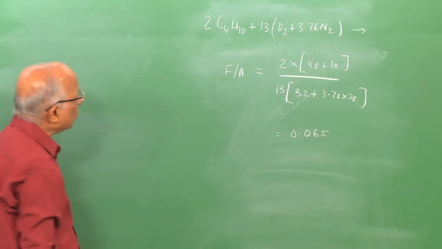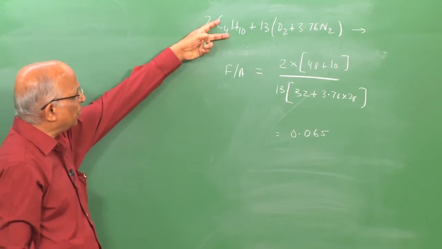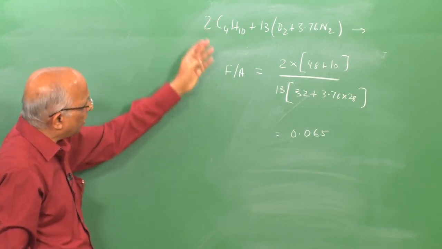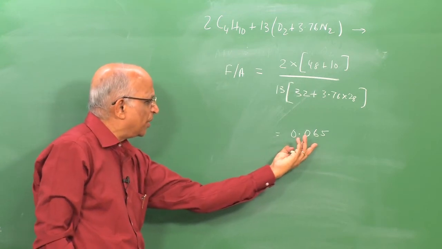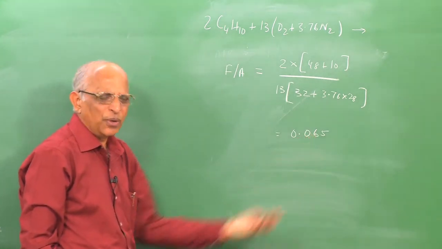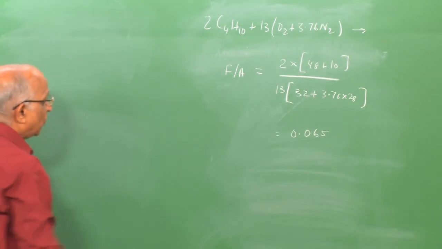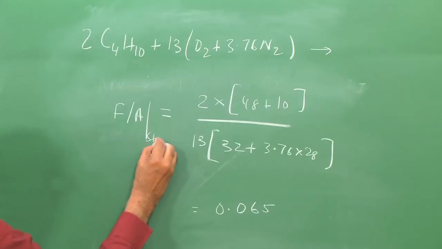In practice, for most of the hydrocarbon substances, you take methane, ethane, propane, butane or any other substances, the fuel air ratio would be of this order, between 0.06 to 0.07. This is for the case of stoichiometry, when you have completely burnt products.